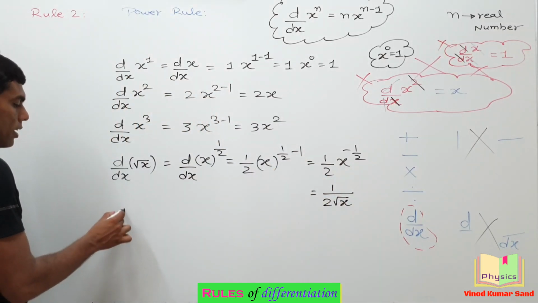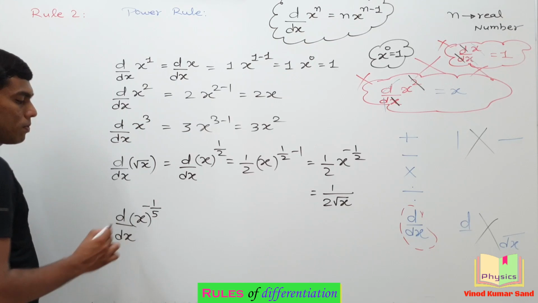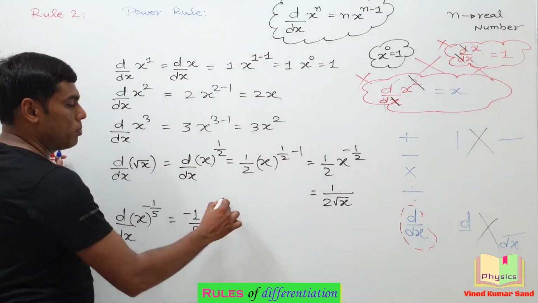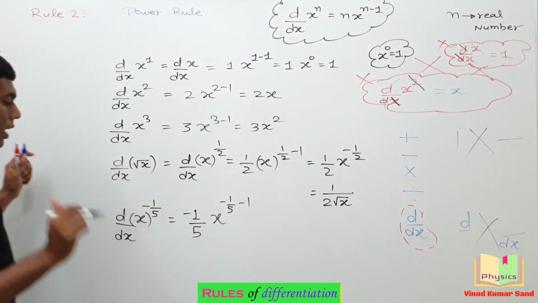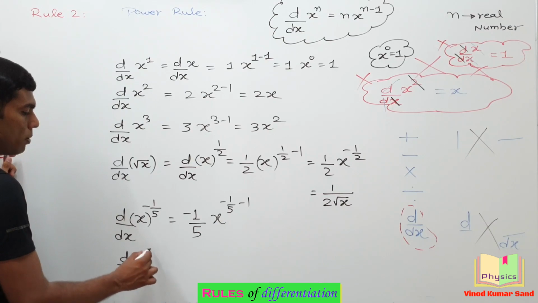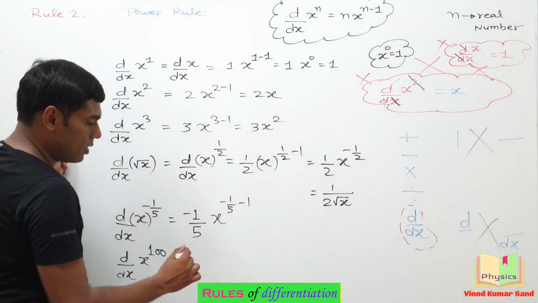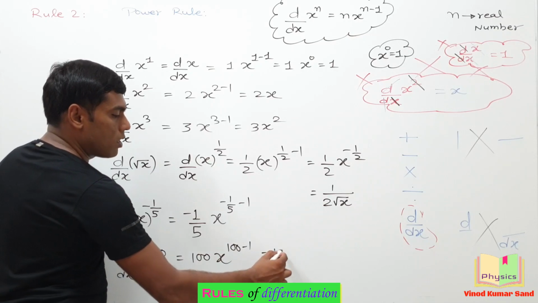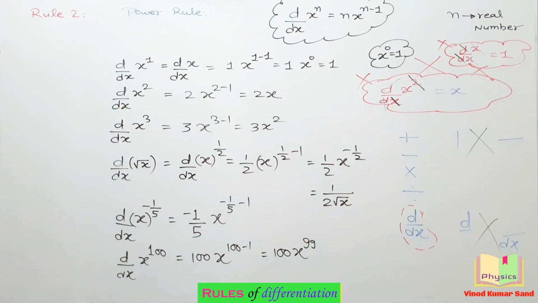Another example, d by dx of x to the power minus 1 by 5, let's say. Simple way, same thing: minus 1 by 5 x to the power minus 1 by 5 minus 1. You can simplify it further. Last example, since I have some space here, d by dx of x to the power 100. Now you report the answer. Do it quick. 100 x to the power 100 minus 1, which is 100 x to the power 99. Note it down, then we'll take up the third rule.